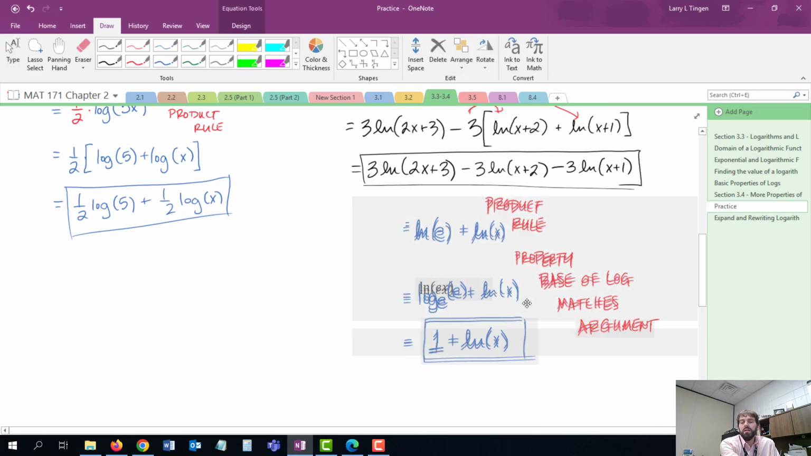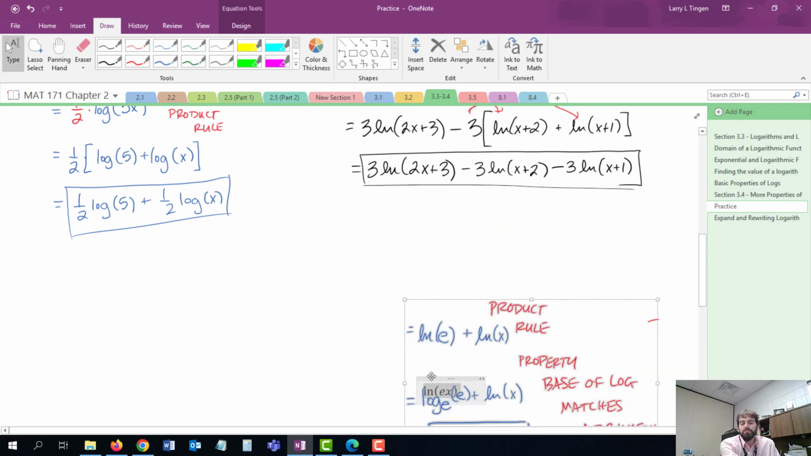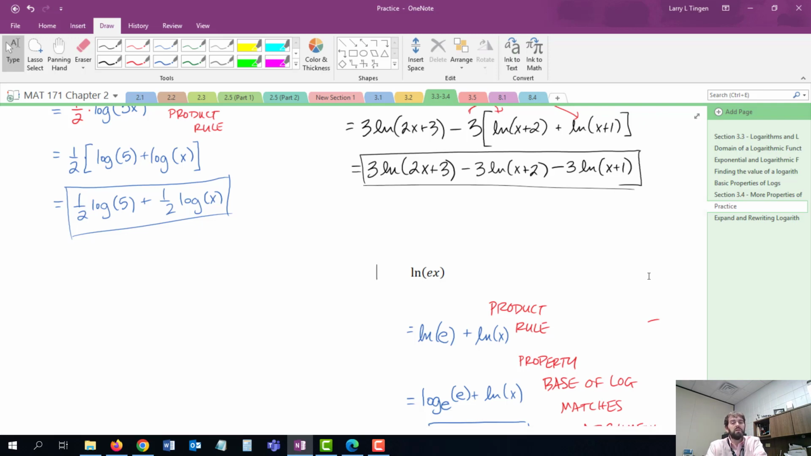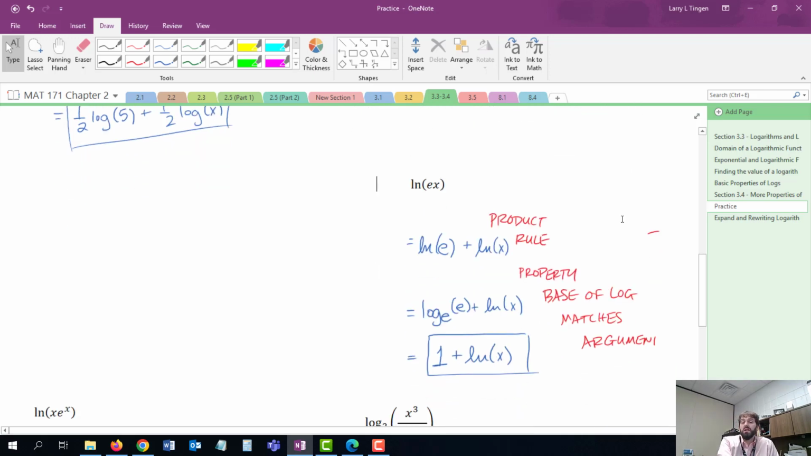The only thing that could still happen in a problem like that is I could end up with logs that have the exact same argument, so they could be added and subtracted. They're just like terms. But that doesn't happen here, right? The argument for the first natural log is 2x plus 3. The next one's x plus 2. The last one's x plus 1. So I can't put those together. So that means I'm done.